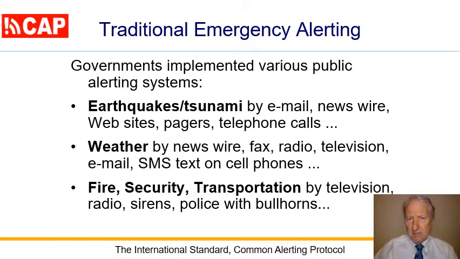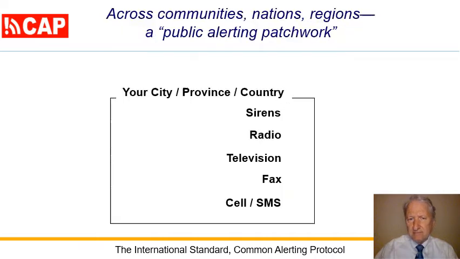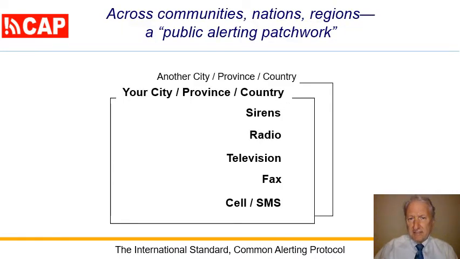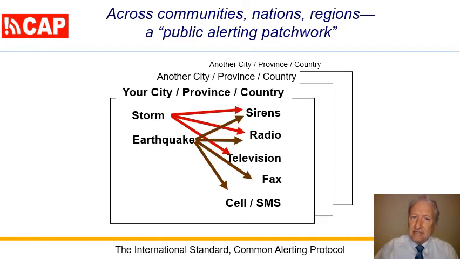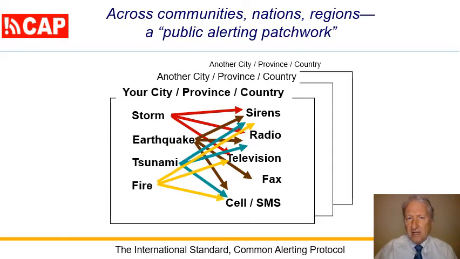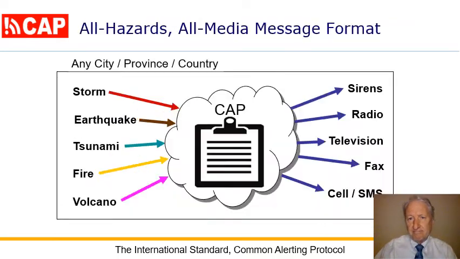Traditionally, governments implemented a vast range of alerting systems, from local communities to entire nations. Societies everywhere have a patchwork of systems. These are often designed just for a particular emergency situation, communicating over a particular communications media. Without the CAP standard, it was impossible to achieve all hazards, all media public alerting on broad scales. CAP took emergency alerting beyond this crazy patchwork. With CAP, simple tools can be used to get emergency alerts to affected people, wherever they are, whatever they are doing.